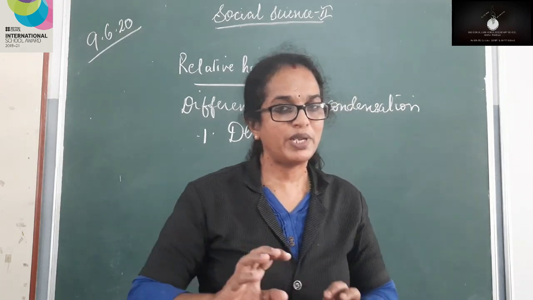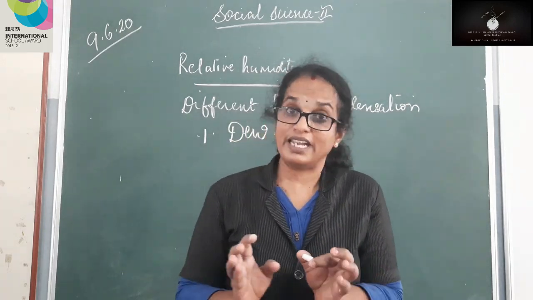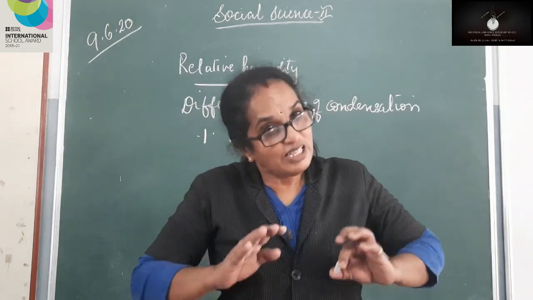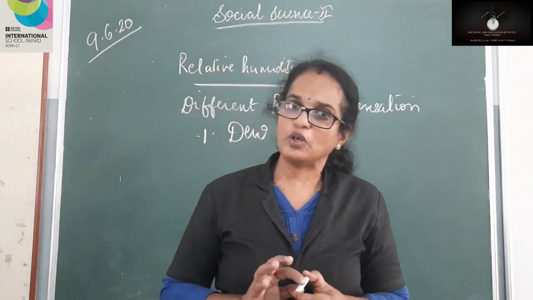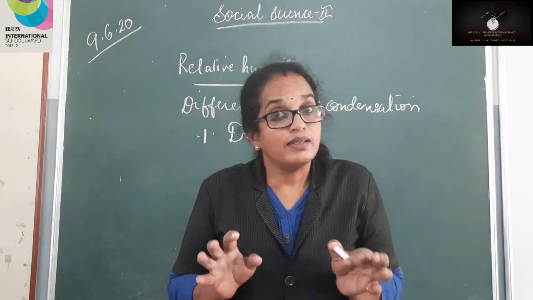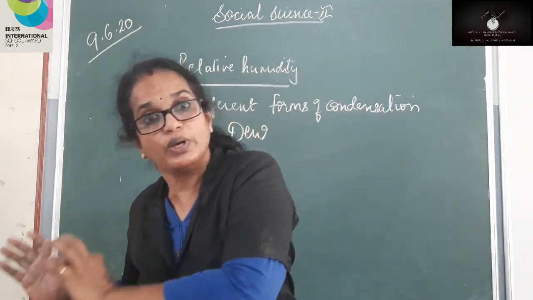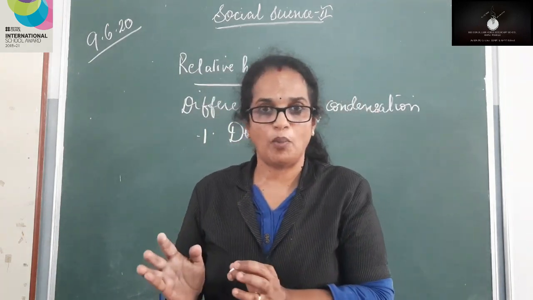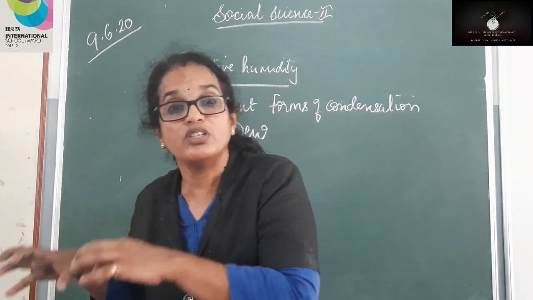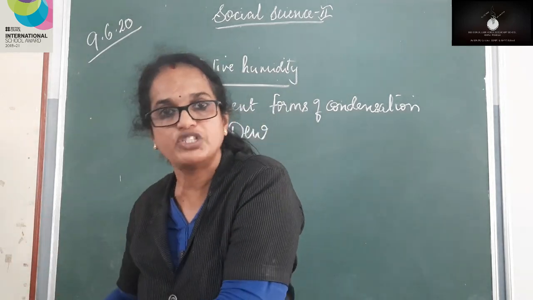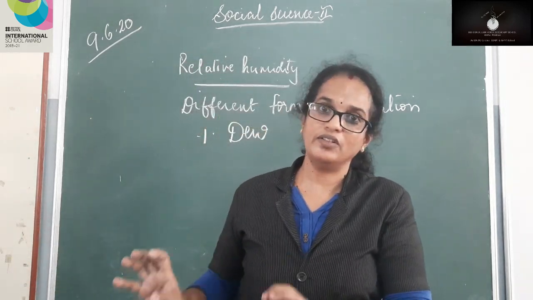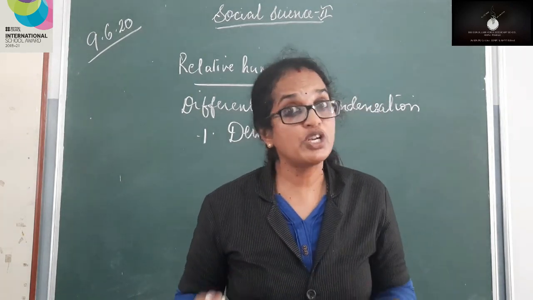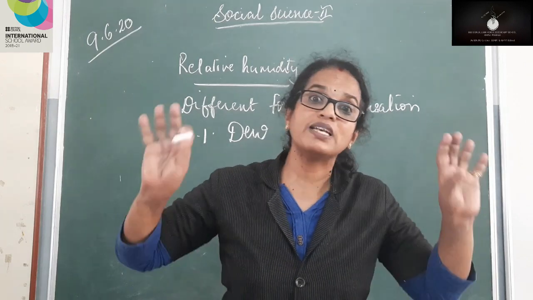Once again, let me repeat. The surface of the earth gets cooled during night time, and this will make the near surface also to be cooled, and this makes the water vapor to condense. And the condensed water droplets will cling on, or clinging means sticking on, to the cold surfaces in the earth. This is called as dew. And usually dew disappears in the morning.